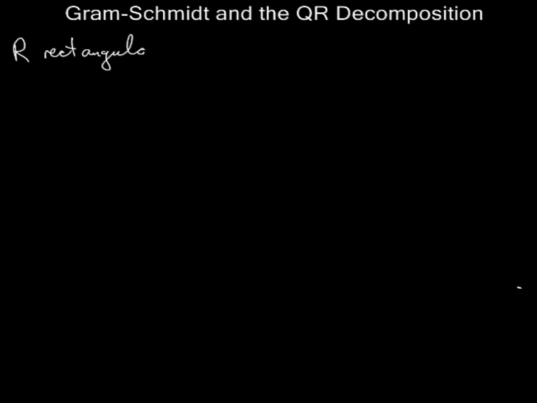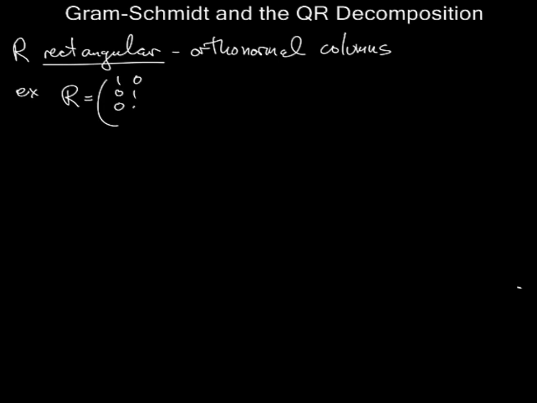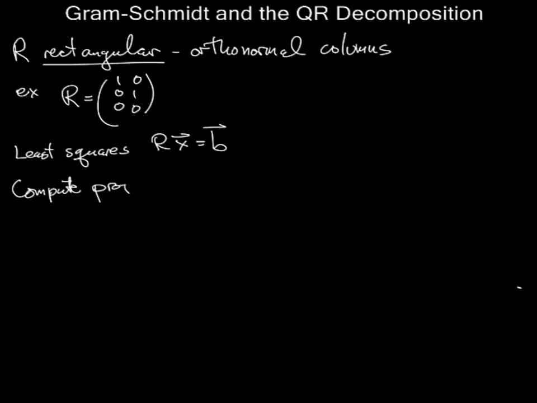But suppose you took a rectangular matrix R which had orthonormal columns. So here's an example. It must have fewer columns than rows, but these two columns are orthonormal. And suppose you looked at a least squares problem like this. This could well be an interesting least squares problem.